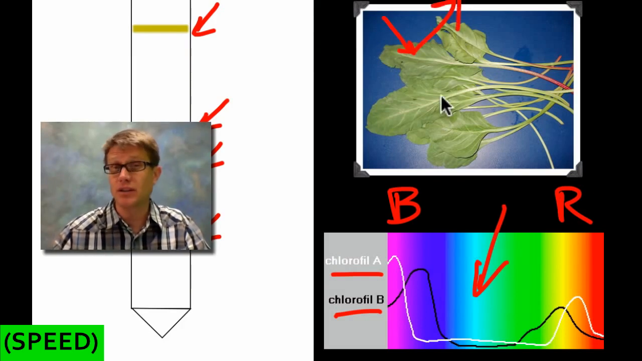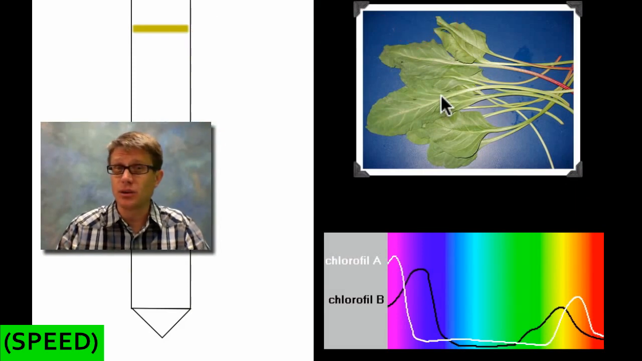Now, this has actually puzzled scientists for a long time, and we really don't have a definitive answer as to why plants are green. Know this, that if they were black, they probably would get a little bit too hot, they would absorb too much light.